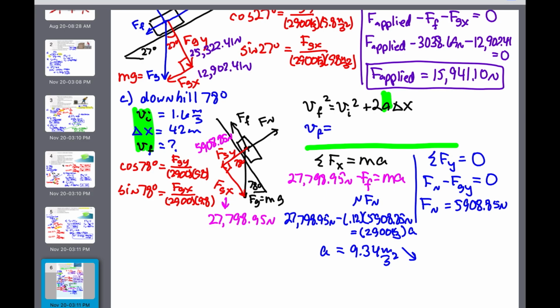Now with the acceleration value, we can fill back into our motion equation with our Vi value, our acceleration value, and our delta x value to be able to calculate the Vf.